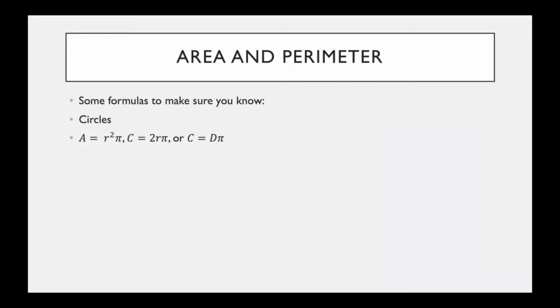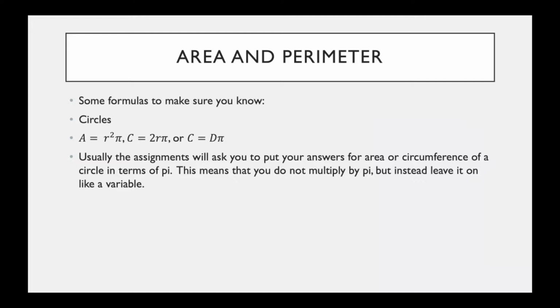And the circumference can be written either as 2 times the radius times pi, or if you know the diameter, it's just the diameter times pi. Usually these assignments will ask you to put your answers for area or circumference in terms of pi. That means you do not multiply pi out, instead you leave it as a variable.